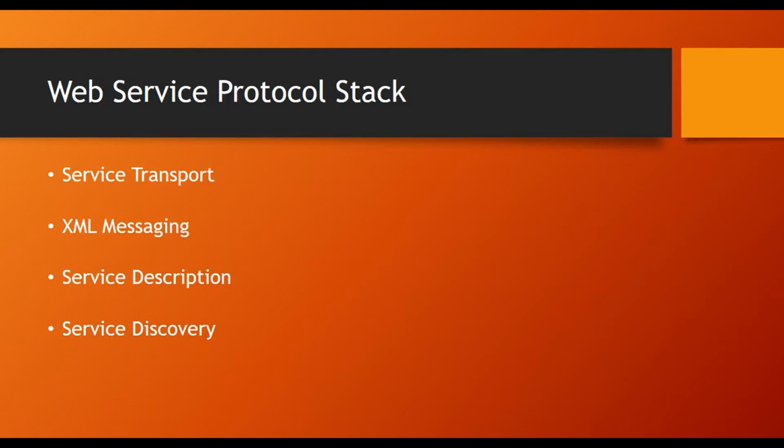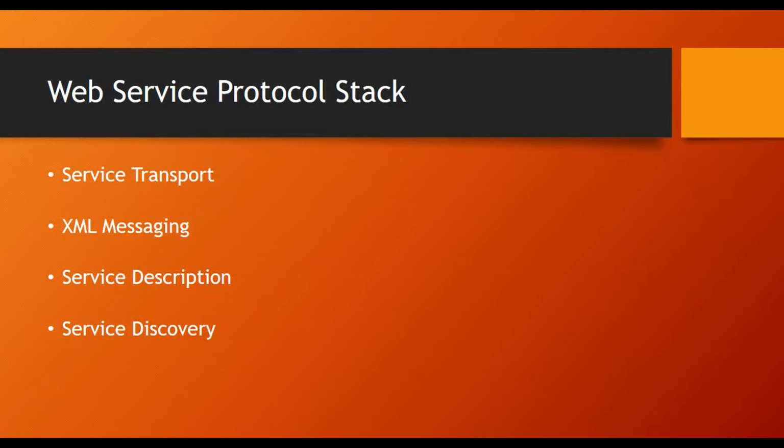The fourth one is service discovery. This layer is responsible for centralizing services into a common registry and providing easy publish and find functionality. So that is what UDDI is all about. UDDI is a functionality with the help of which we can easily find our web services. So as obvious, this layer is handled by UDDI.